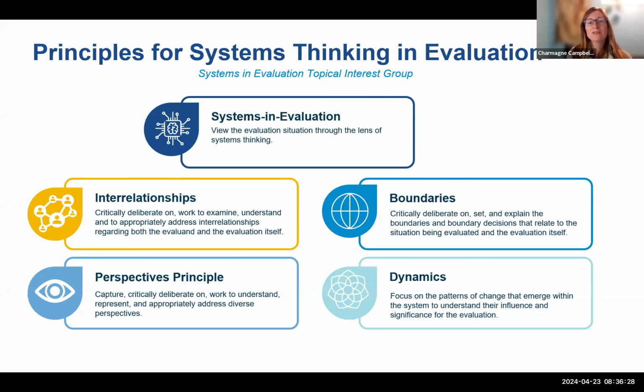And so the first principle is to view the evaluation situation through the lens of systems thinking. So really just basic stating that this is what you're going to be doing, is applying systems thinking to the evaluation. And then there are four principles that go into a little bit more detail about how to do that. And I'm going to walk you through each of them: interrelationships, boundaries, perspectives, and dynamics. Michael, do you want to say anything more about how these came about for folks?